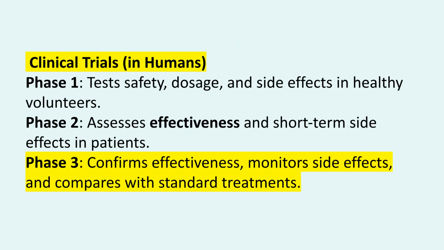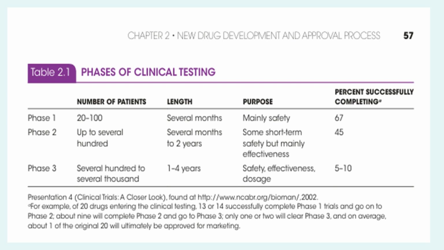Clinical trials in humans are typically divided into three main phases. Phase 1 tests safety, dosage, and side effects, usually in healthy volunteers. Phase 2 assesses effectiveness and short-term side effects in patients, while Phase 3 confirms effectiveness, monitors side effects, and compares the treatment with standard treatments. Please see the photo indicating the summary of the three phases of clinical trial. Next, we will look in more detail at the different phases of clinical testing.